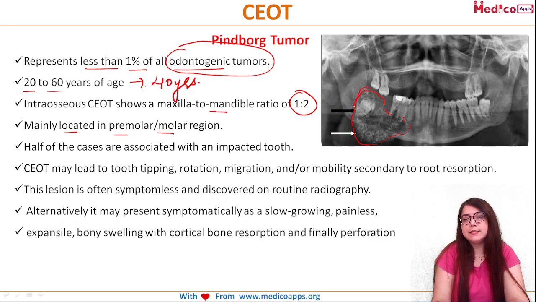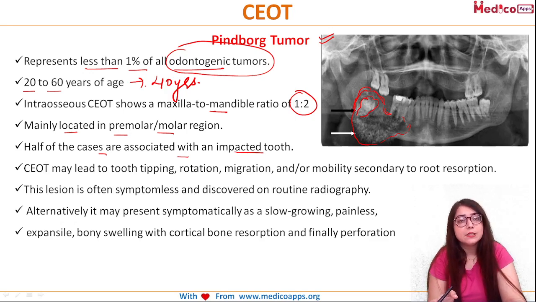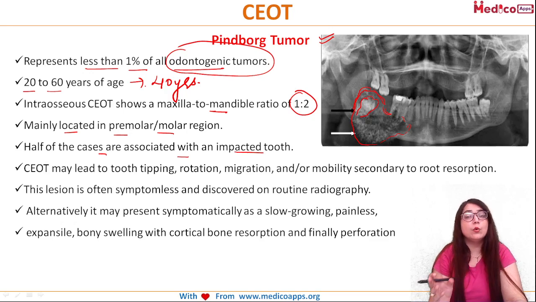Now clearly you can see that this is the molar region, and it is extending up to the premolars. Then half of the cases are associated with an impacted tooth. Now all these features you can just clearly see in this OPG. It is associated with the impacted tooth. Mandible is more common as compared to maxilla. Then premolar to molar region, age is 20 to 60 years, but the mean age is 40 years, and it is an odontogenic tumor, that is arising from the tooth. Impacted tooth is there, right?